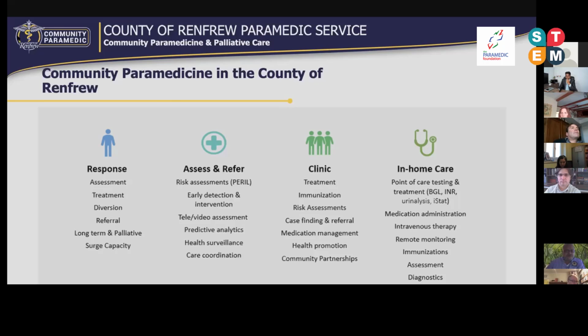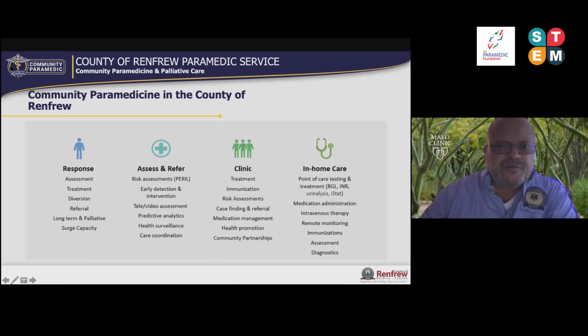care, and this also helps them provide surge capacity because the community paramedics are also paramedics, and in the event of a crash with a bus and lots of patients, they can be part of the back part of that emergency team. They have an assess and refer program.